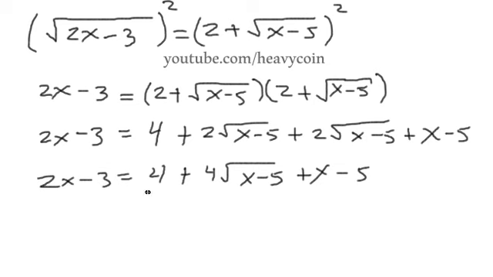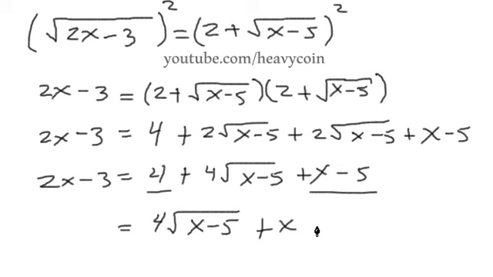Now I'm going to go ahead and combine that stuff. 4 minus 5 is, I guess I'll just rewrite, skipping any steps.